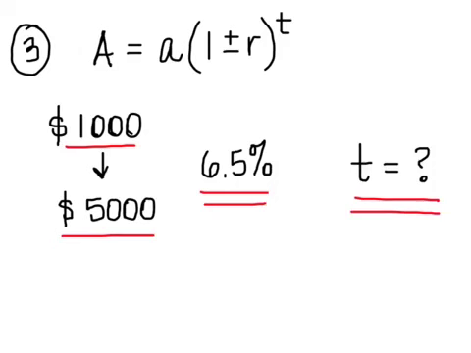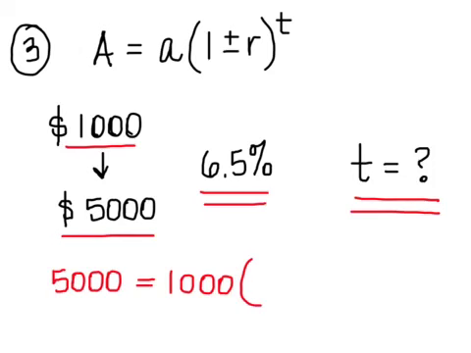So let's put it in. The final amount is 5,000. The starting amount was 1,000. The interest rate, it's increasing, so it's 1 plus 0.065, and 1 plus that is 1.065. And then t is the thing that's missing. So let's see how long it takes.